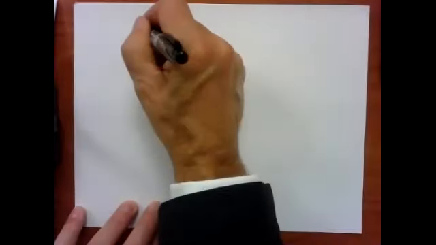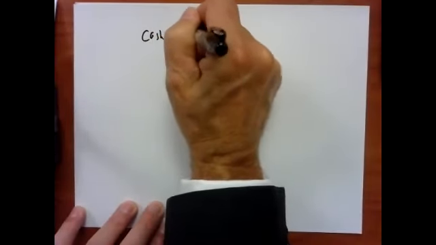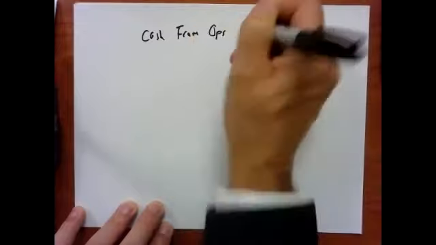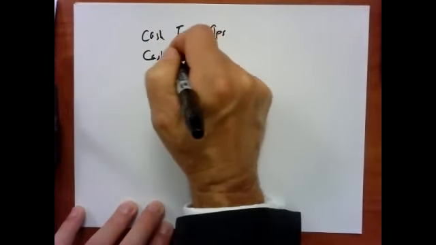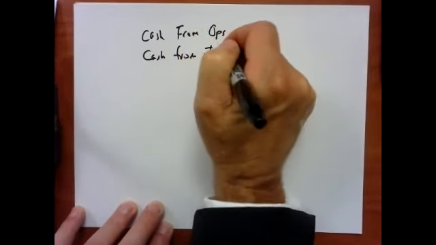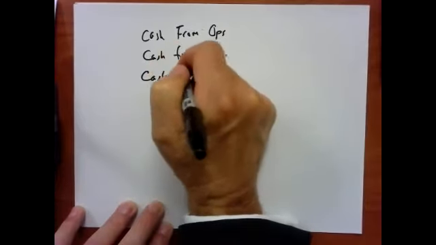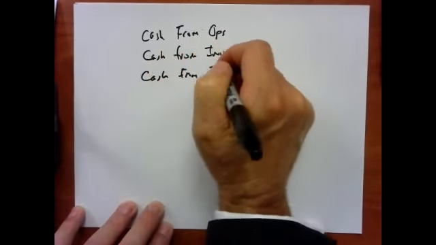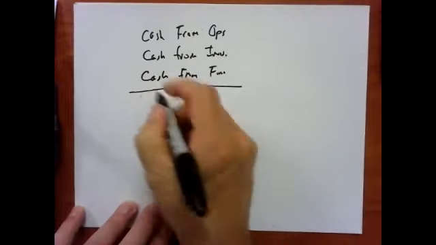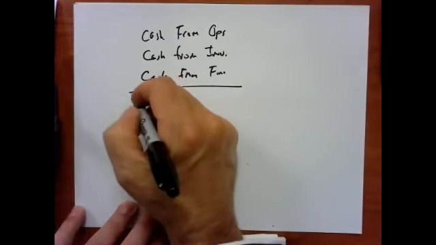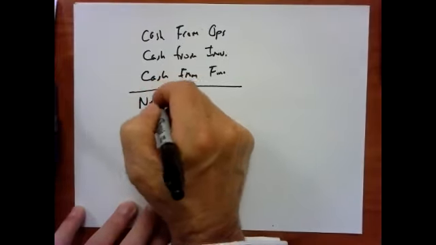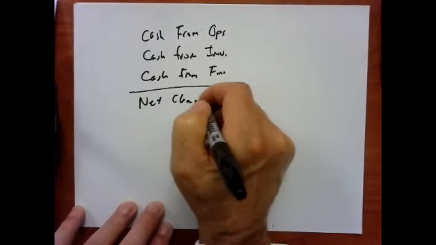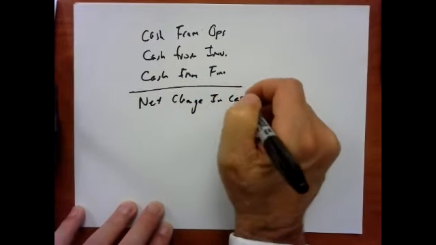So the three sections are netted together. So we have cash from operations, cash from investing, cash from financing. It gives us net change in cash.